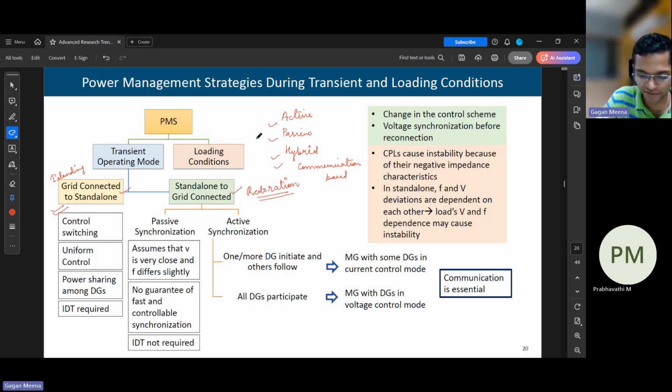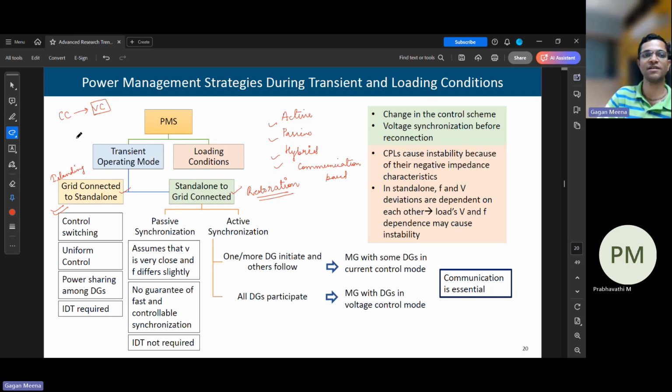Because based upon the detection, once the controller knows that there is an islanding event, that there is a transition from grid connected to standalone mode at a particular time, the control needs to change. Initially, the DGs were operating in the current control mode. Now they need to shift to the voltage control mode because there is no more voltage and frequency reference from the main grid.